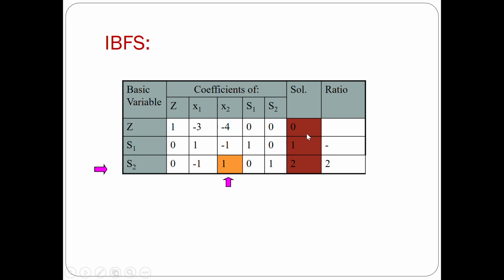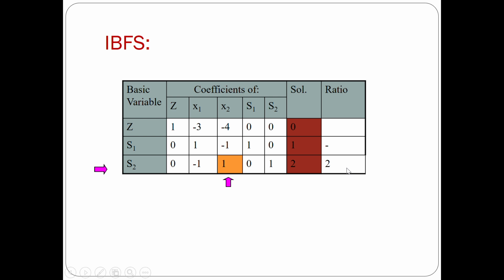So we have to look for the most negative value in the Z function row. The most negative value in the Z function row is minus 4. The corresponding column is the key column, and the corresponding variable will be the entering variable. Then we have to calculate the ratio, and the ratio should be calculated only for positive key column elements. We have only one positive key column element, and the ratio should not be calculated for the Z function row. It should be calculated only for the constraint equations. The ratio is solution divided by key column element. So 2 by 1 will give you 2.